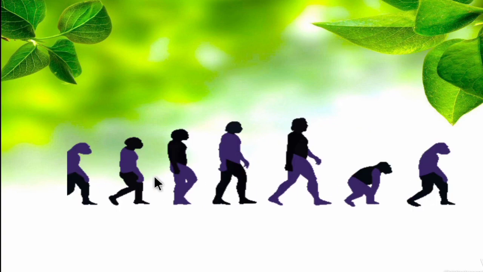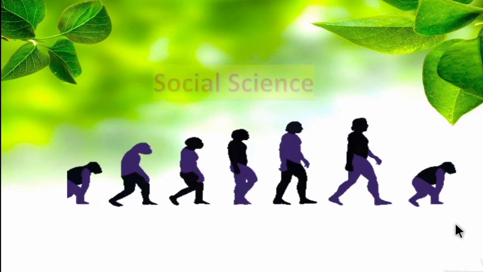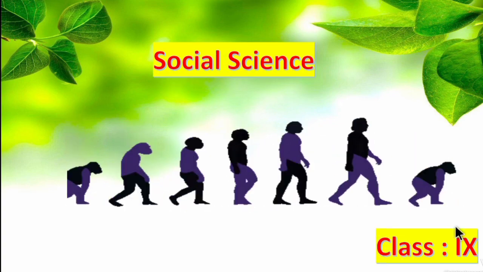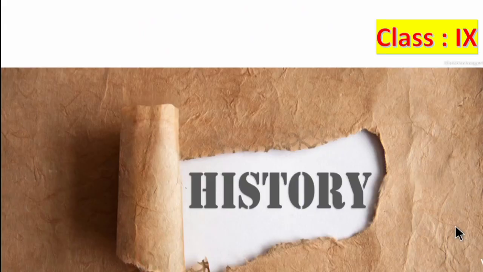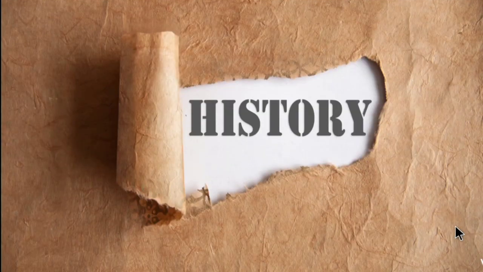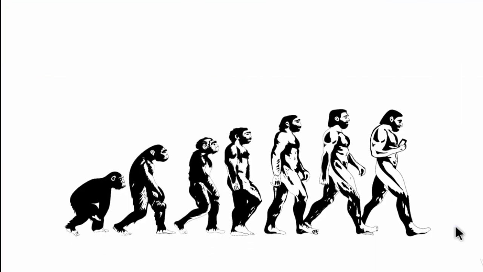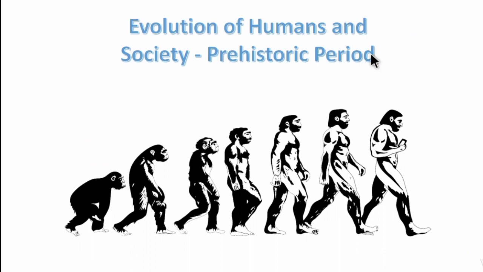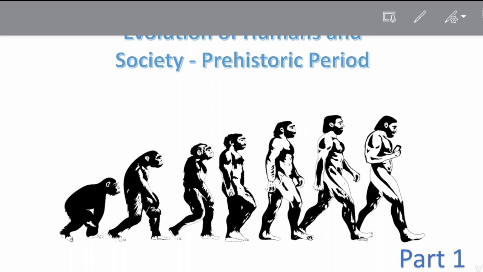So let's see 9th standard social science history, the first lesson, evolution of humans and society in the prehistoric period. So the lesson name is evolution of humans and society in the prehistoric period. So prehistoric period means ancient period, and it is also called as old stone age.